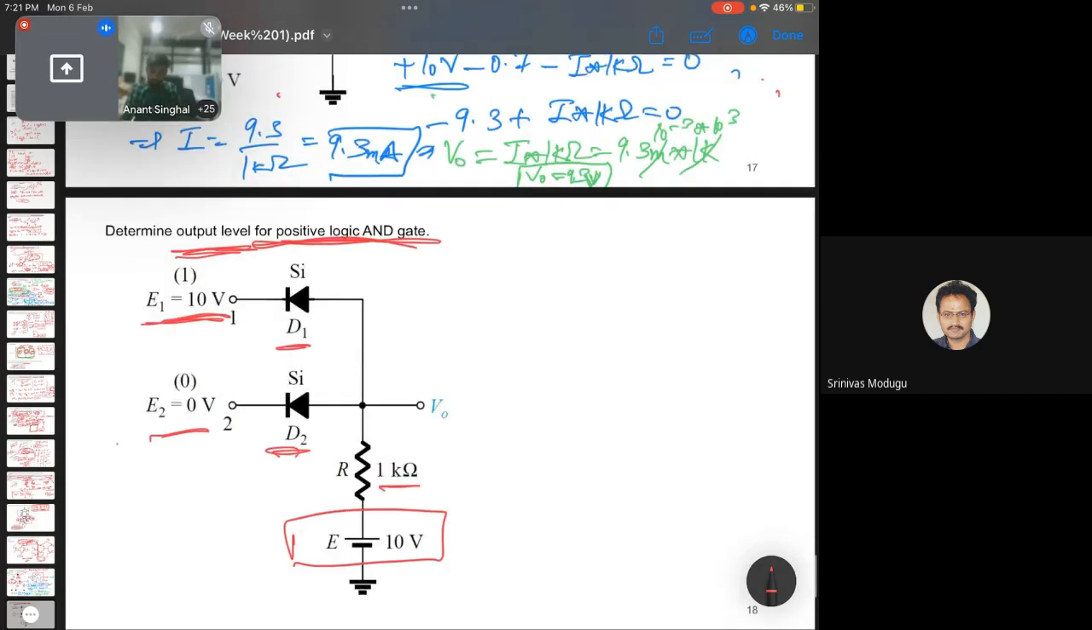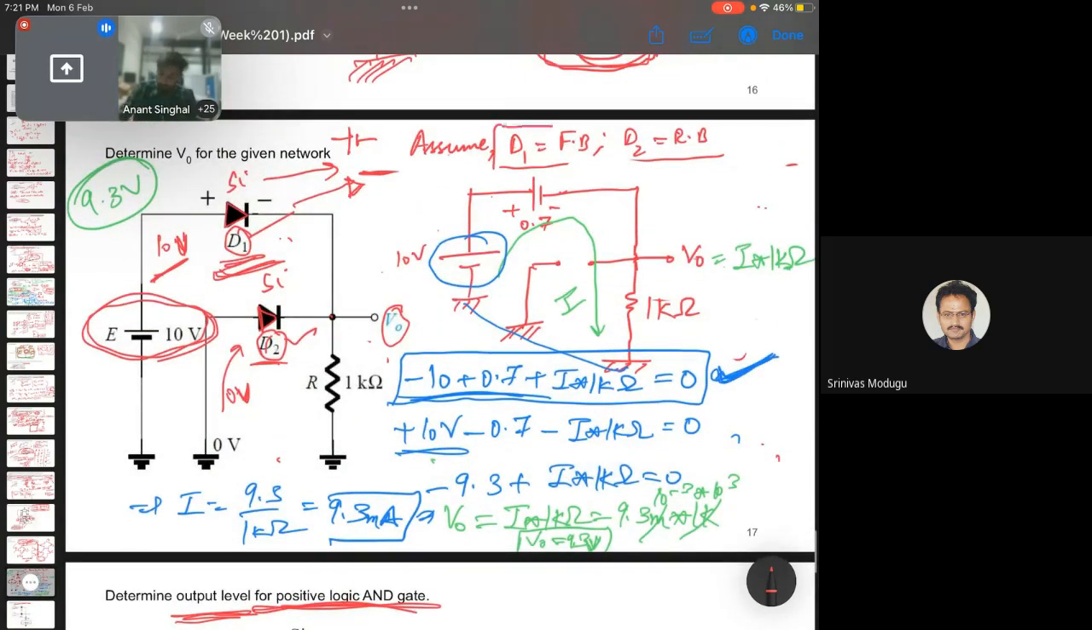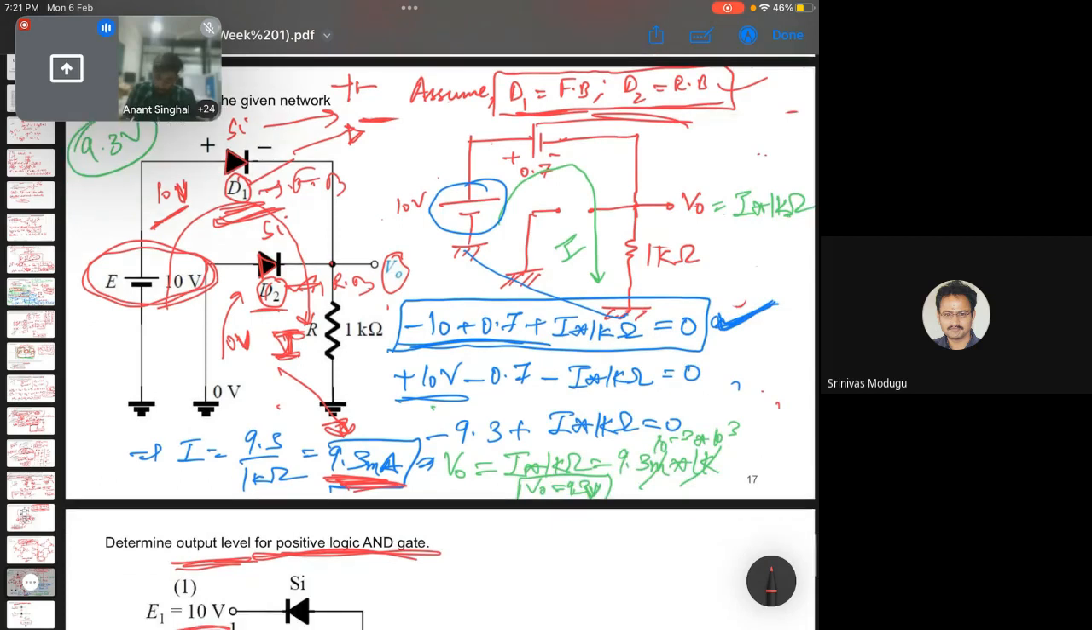In the previous question also, we assumed that this diode is in forward bias and this is in reverse bias. Our assumptions were correct because this current is coming out to be positive. Since we assumed forward bias, there should be a current in this direction only. Since this is positive, our assumption was correct that D1 is forward biased and D2 is reverse biased. If the assumption was wrong, this current would have come out negative, which would have proven that we assumed wrong and need to take a different case. This is one more thing that I need to add.